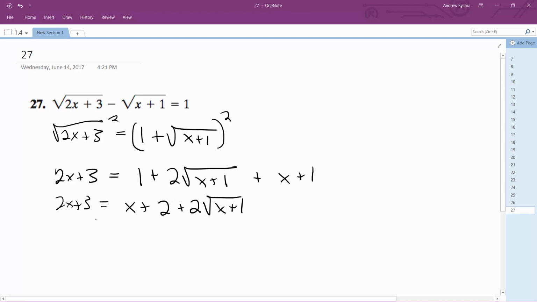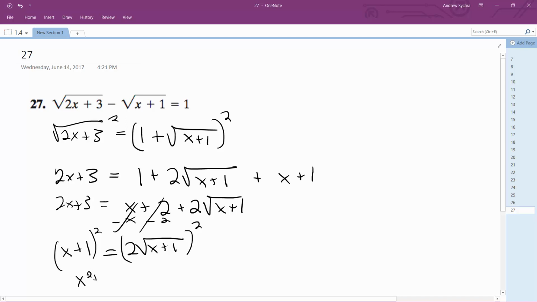And then what we can do is move everything over. So minus x minus 2, we get x plus 1 is equal to 2 root x plus 1. And then we can square again. And we get x squared plus 2x plus 1 is equal to 4 times x plus 1.